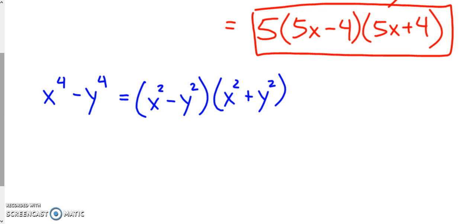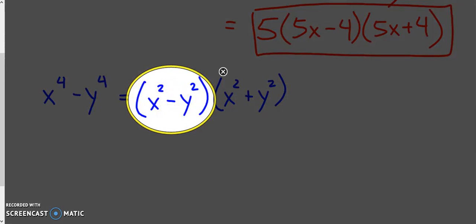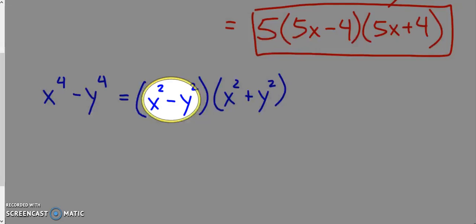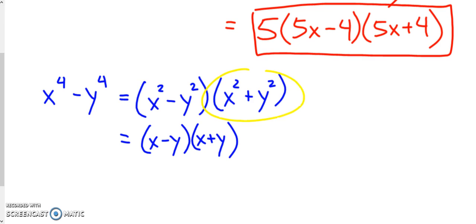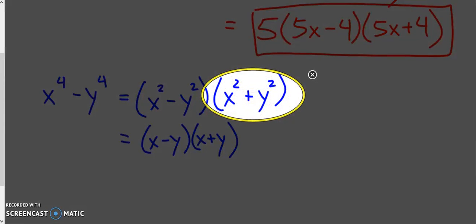Now the trick here is knowing that you're not done. Because if you look at this guy right here, you'll see that you have a perfect square minus another perfect square, which can be factored again. So this piece factors into x minus y and x plus y. Now the same is not true for plus.